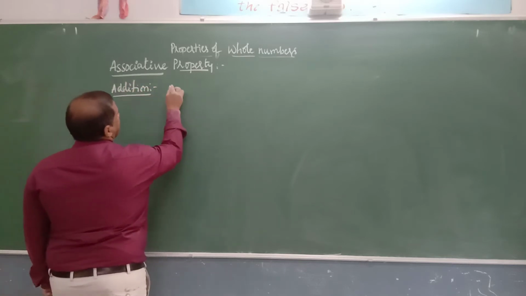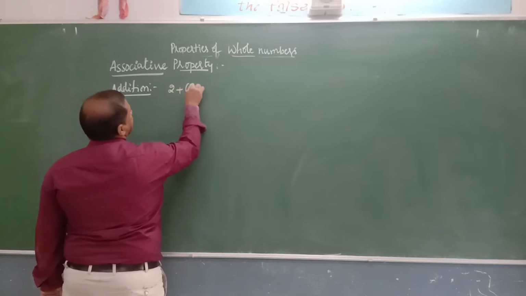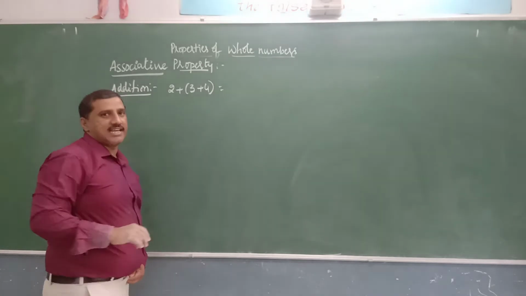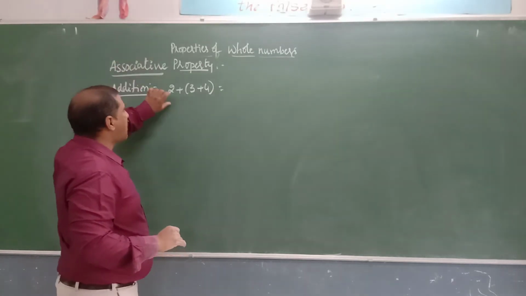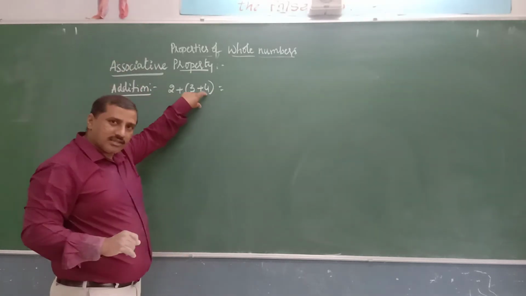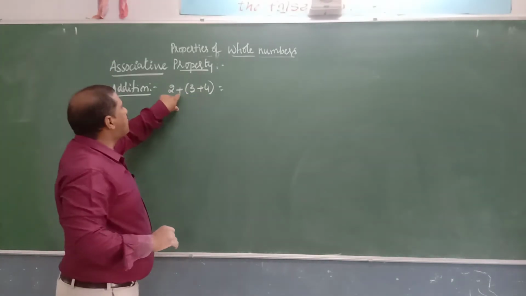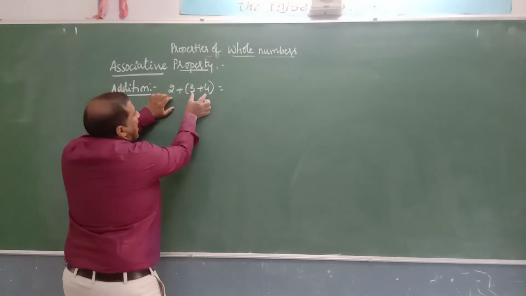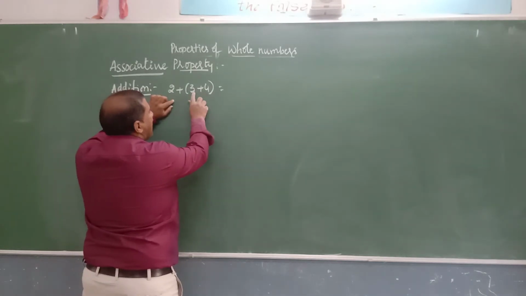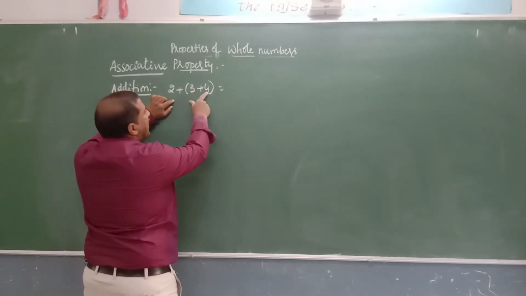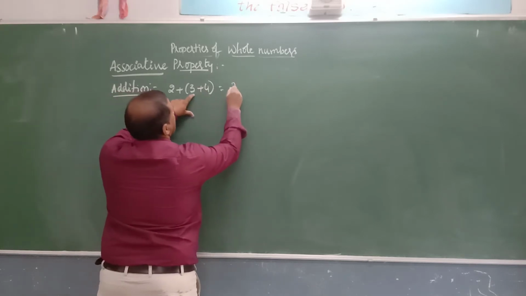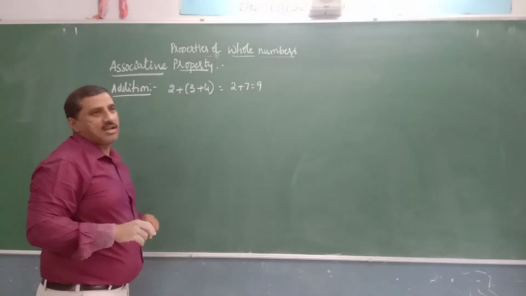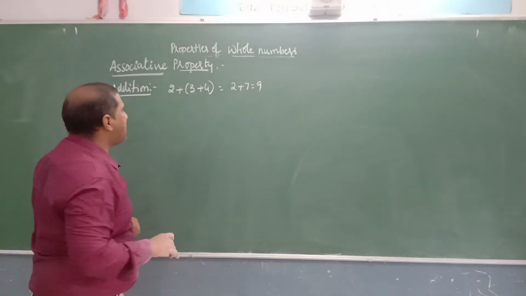Let us take 2 plus 3 plus 4. Here we are taking three whole numbers: let 2, 3 and 4 be three whole numbers. We are adding 2 plus (3 plus 4). Apply the BODMAS rule. First we should add inside the bracket. By adding these two numbers, 3 plus 4, what sum do we get? 7. That is, 2 plus 7 is equal to 9, we got.